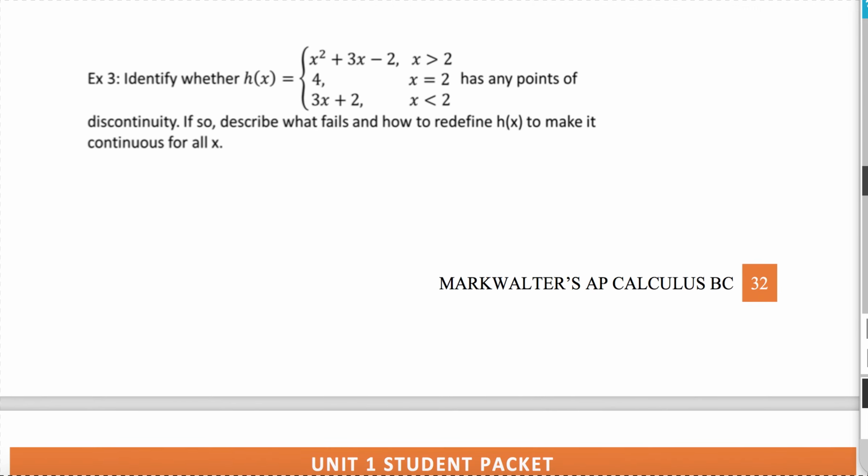So if we want to fix this, remember earlier we found that the limit, if we used the two branches, came together. The limit did come together at a value of 8, but h of 2, the point, was defined at 4. So if we want to redefine this, all we would have to do is scrap where the point is and make the point 8, because then the limit on both sides as x approaches 2 will go to 8. And if the point is 8, then the function will be continuous.